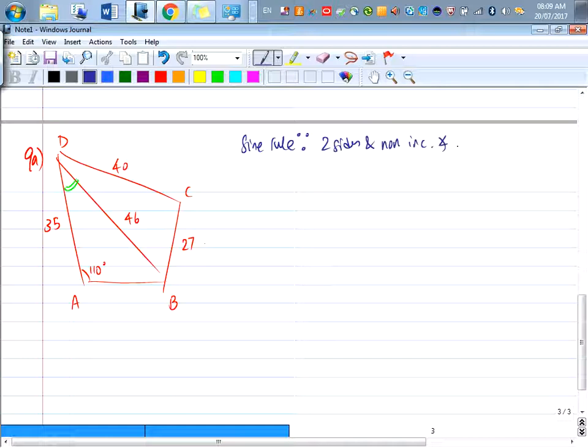Okay, let's see whether that is true or not. I want to find this, right? So I'm given two sides, one side over here and one side over here. And this angle over here, 110 degrees, is also given, but it is not included. So yes, I can use my sine rule. So what is the equation that I'm going to form?